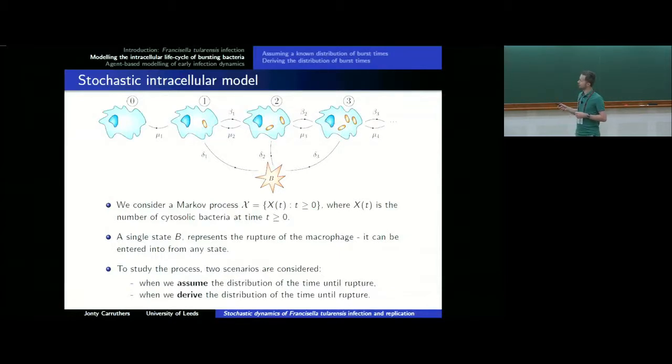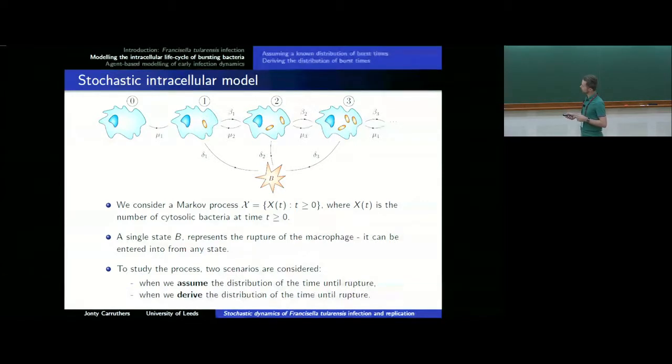So the idea of our model is that we're going to have some cell that's infected with a bacterium. The bacterium is just the orange rod here. And this bacterium can replicate within the cell, so we'll move up through the states, from state one to state two to state three. And then you could also have elimination of bacteria and the cell recovering. In this case, we go to this absorbing state zero here. But then we want to incorporate the bursting of the cell as well, so we're going to include this state B. This is the bursting or the rupture of the cell and the release of the bacteria. And we're going to assume that you can enter this state from any of the other states, so you can release any number of bacteria when the cell ruptures.